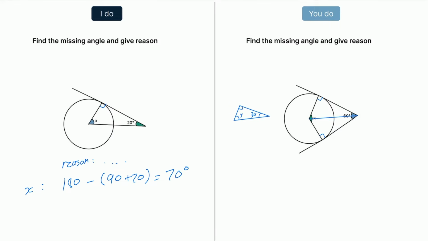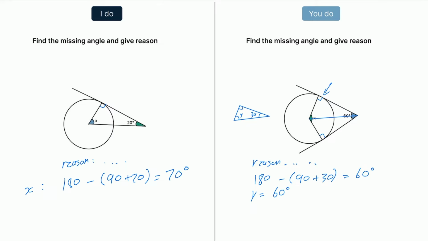And what we're trying to find, let's call that y for now, even though we're trying to find x. The first reason you would state here is for this bit here, and that is the radius meets the tangent at 90. That's covered. Then you're going to do 180 take away 90 plus 30. Now 90 plus 30 is 120. Take that away from 180, and that gives you 60 degrees. So that's telling me that y is equal to 60 degrees.